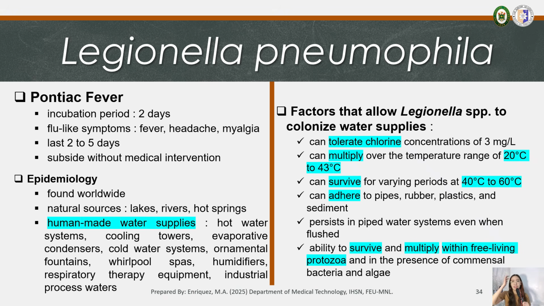Okay, so ayan po, again listed here are the different factors that allow Legionella species to colonize water supplies. So in comparison to a lot of the other species that we've discussed in this chapter na zoonotic yung transmission o kaya normal flora ng humans, ang Legionella pneumophila po, no, it's not zoonotic, it's not a normal flora, but it's present in the environment. And again, it's capable of contaminating water sources.